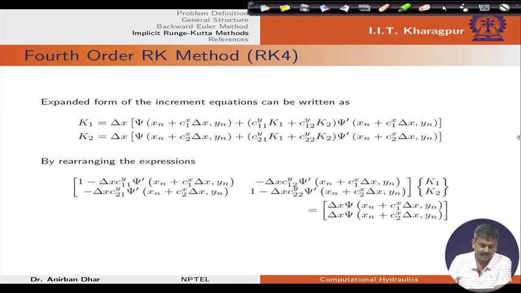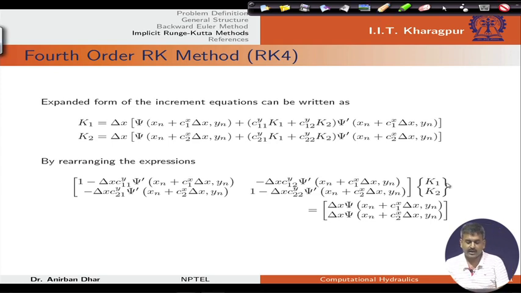Now, the next step is the calculation of K1 and K2. K1 and K2 can be calculated by solving this system where we have a 2 by 2 matrix, which is the coefficient matrix. On the right hand side also we have known quantities. Now, we can solve it using our standard approach and utilize it for the solution of fourth order RK.